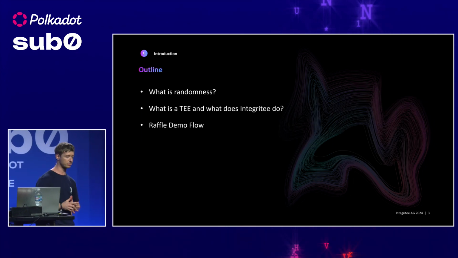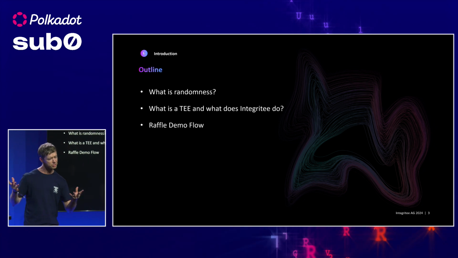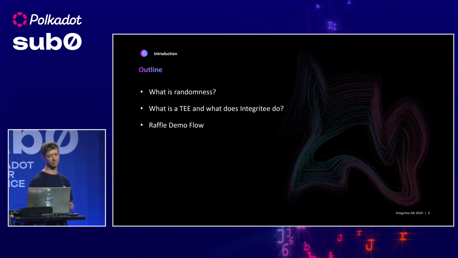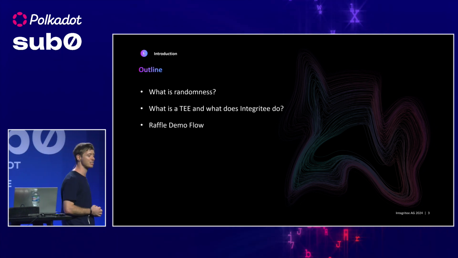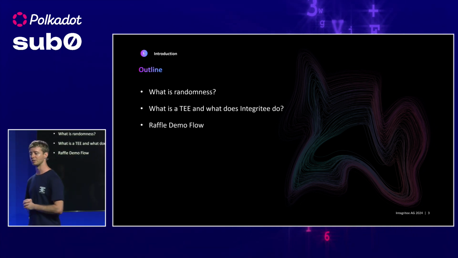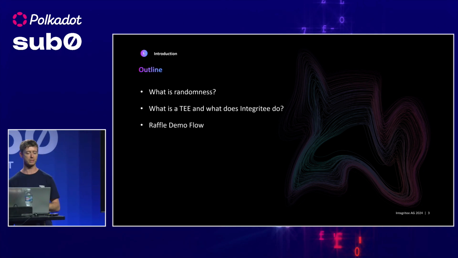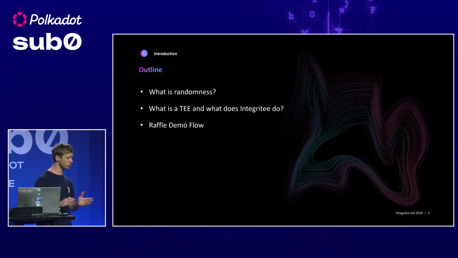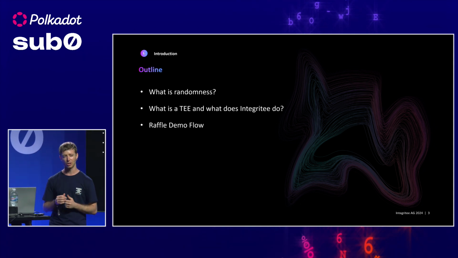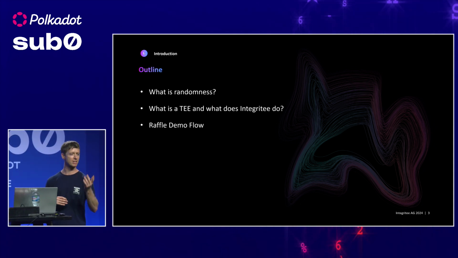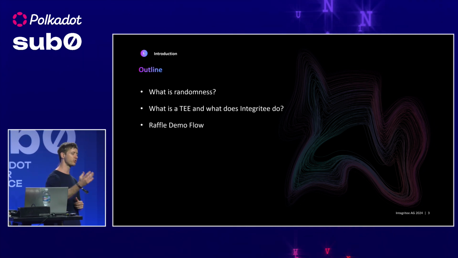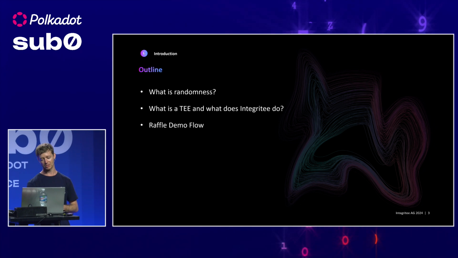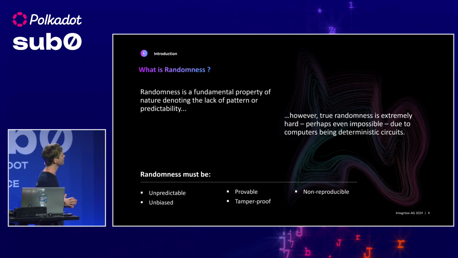Here is a short outline of what I'm going to talk about today. First, what is randomness? It seems pretty obvious, but when you look at the details, maybe not that obvious. Then, what is a TEE? Because this is what Integritee is working with, and how do we use a TEE to build our technology stack? In the end, the demo that I'm going to show you is a raffle demo, which is kind of a lottery, where you usually sign up online, and in exchange for your data, you might win a prize. But how do you know that there is an actual lottery behind it or not? Could be a scam.